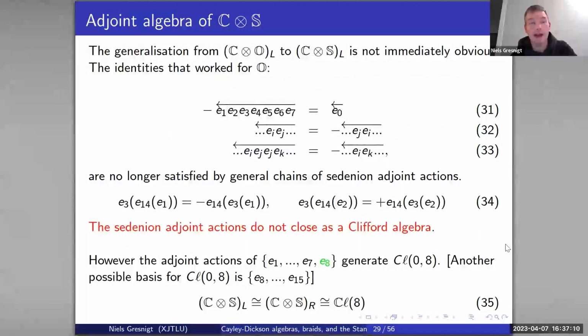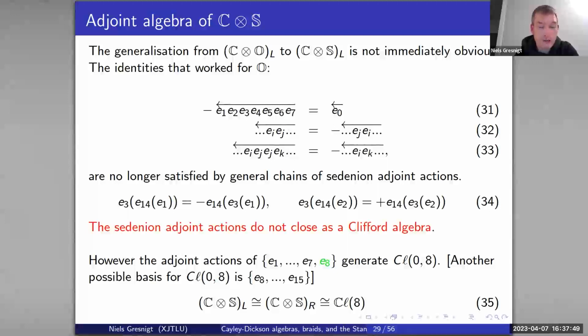Now, if you look at the adjoint algebra, so the left and the right actions of the complex Sedenions on itself, it's not immediately obvious how to generalize what happens in the case of the octonions. So each left or each right action would give you a 16 by 16 matrix. That's fine. But this time they don't satisfy the nice properties that you find for O. So if you swap the order of two of their elements, you don't necessarily pick up a minus sign. And so what you find is that if you look at all the adjoint actions, they don't close as a Clifford algebra, if you consider all of them.